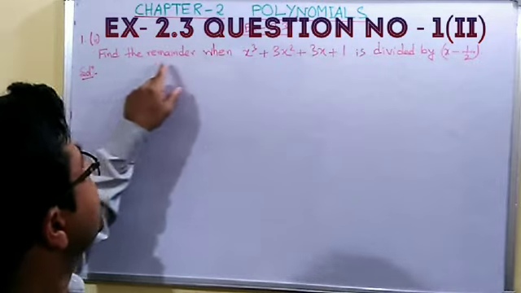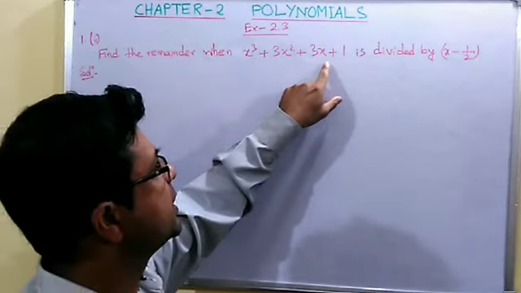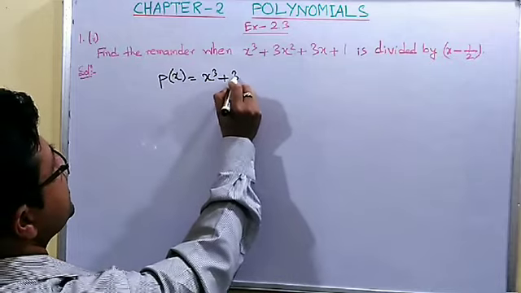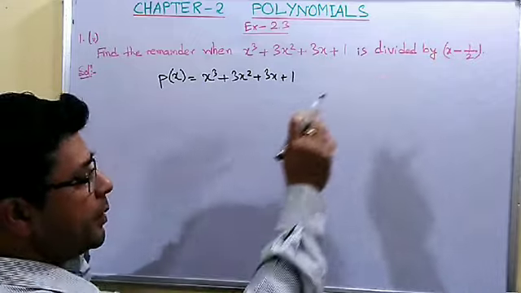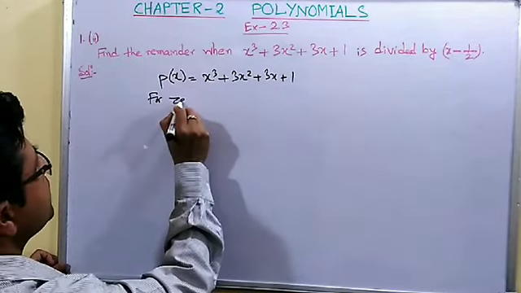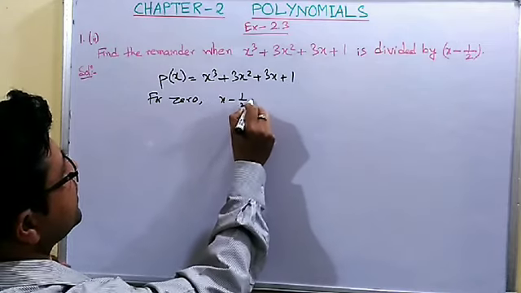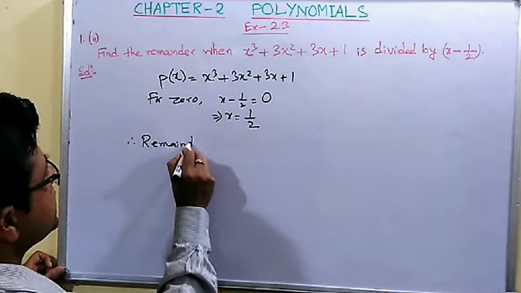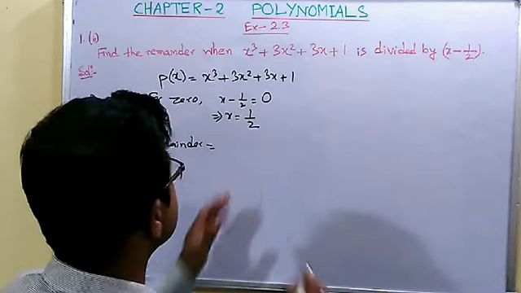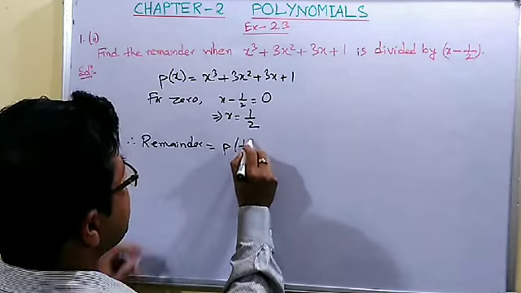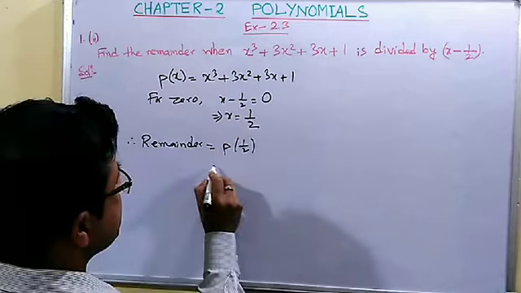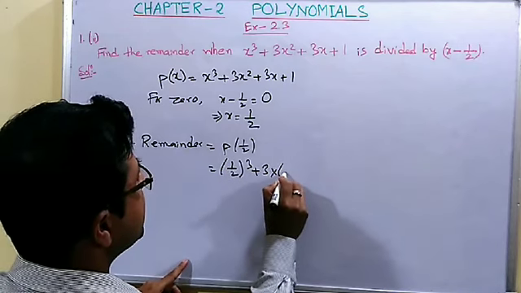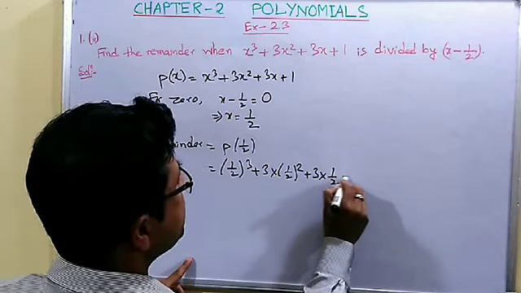Now let us do an example. Exercise 2.3, question number 1. Find the remainder when this expression x cube plus 3x square plus 3x plus 1 is divided by this. So here let us write by the usual procedure. The polynomial is x cube plus 3x square plus 3x plus 1. We have to divide by this. What is the 0 of that? So for 0, we have x minus half equal to 0. So this gives us x equal to half. What is the remainder? According to the statement of the remainder theorem, it is P of half. In place of x, we shall put the 0 of this. So in place of x, let us put half everywhere. Half cube, 3 into half square, 3 into half plus 1.